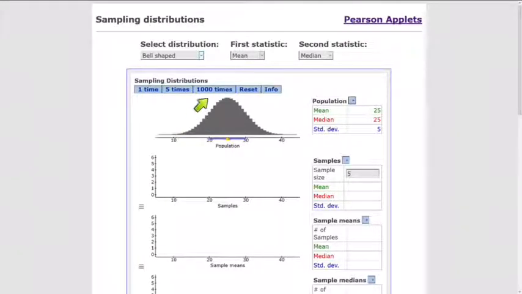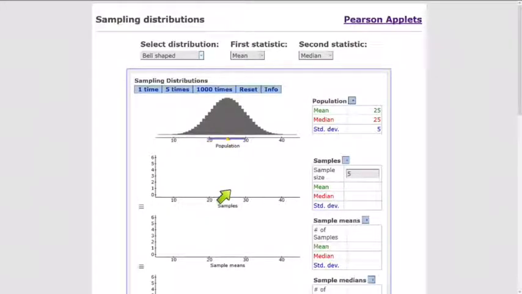Now what we've got here is a population that is of course bell-shaped. The mean of this population is 25, and the standard deviation of this population is 5. Now what's going to happen is I'm going to get samples of size n equals 5 from this population. For each individual sample we do, the members of the sample will show up here. There will be 5 of them.